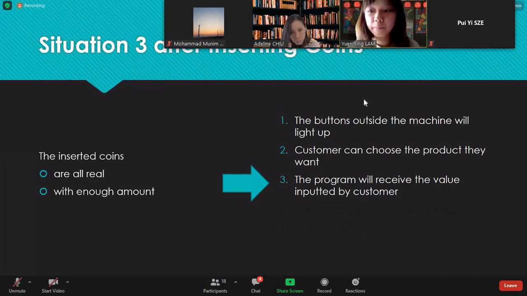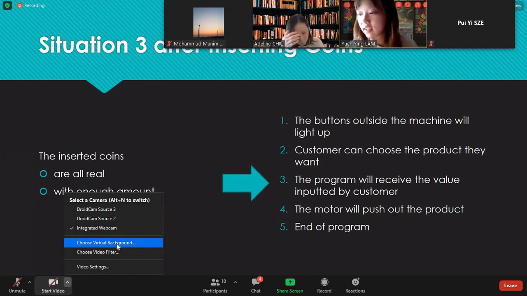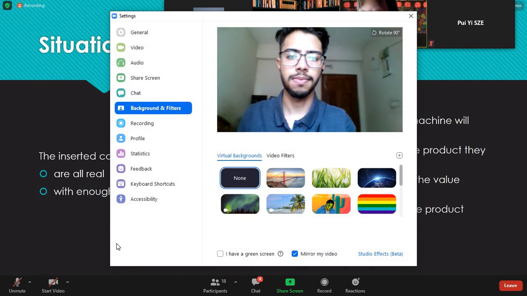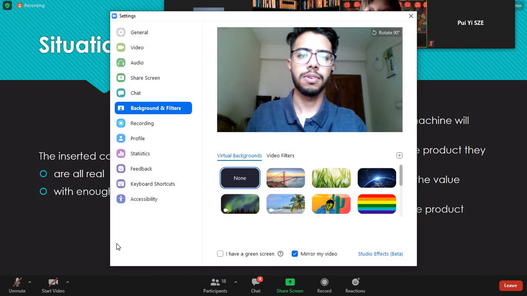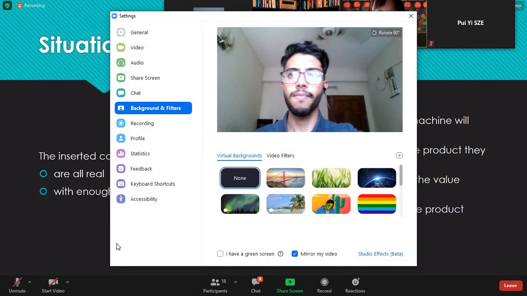and the motor inside the machine will receive the instruction and push out the product that the customer chose, and then the product will be pushed out to the taking area of the machine, and the program will end here, and the whole buying process will be complete.